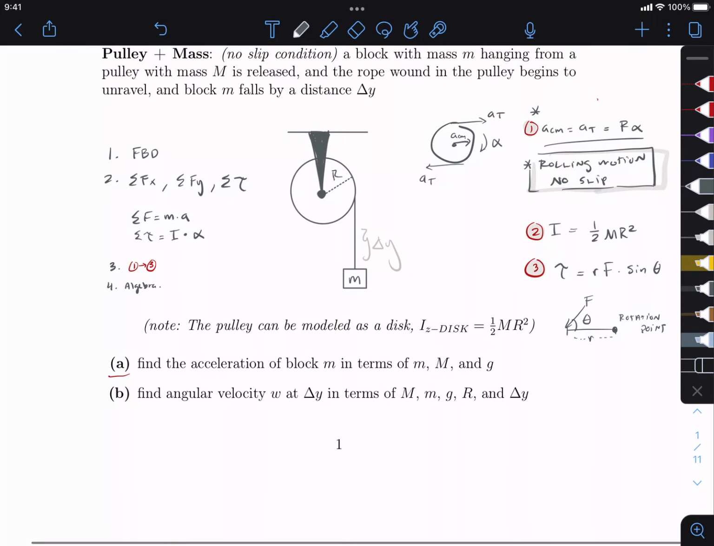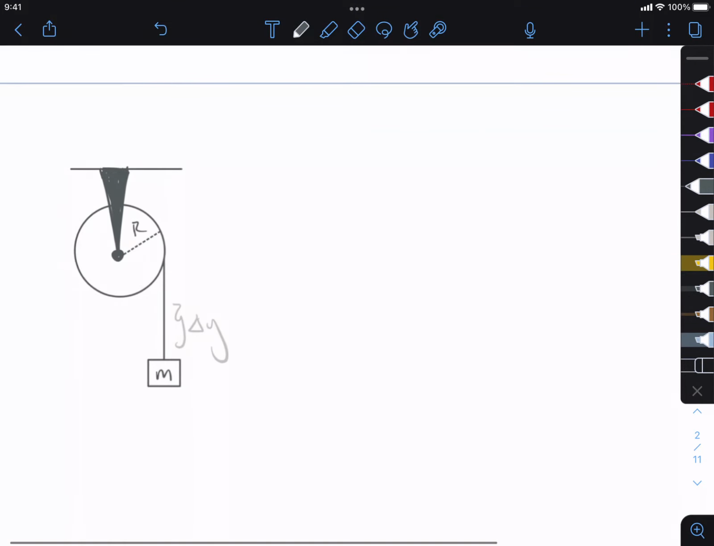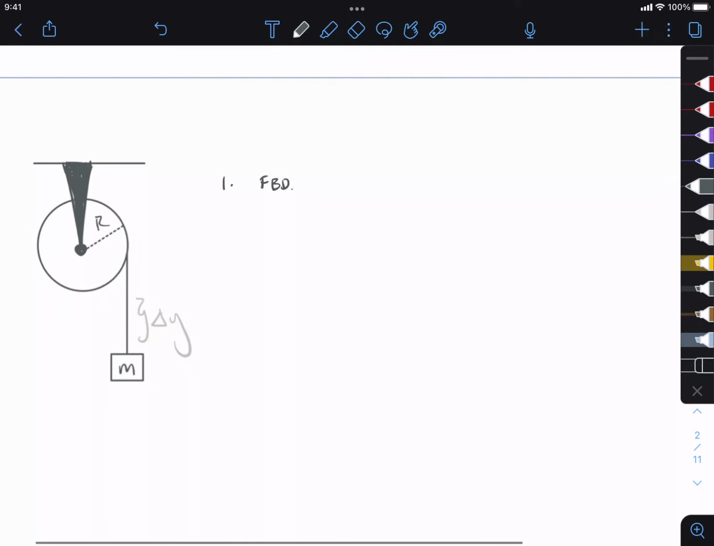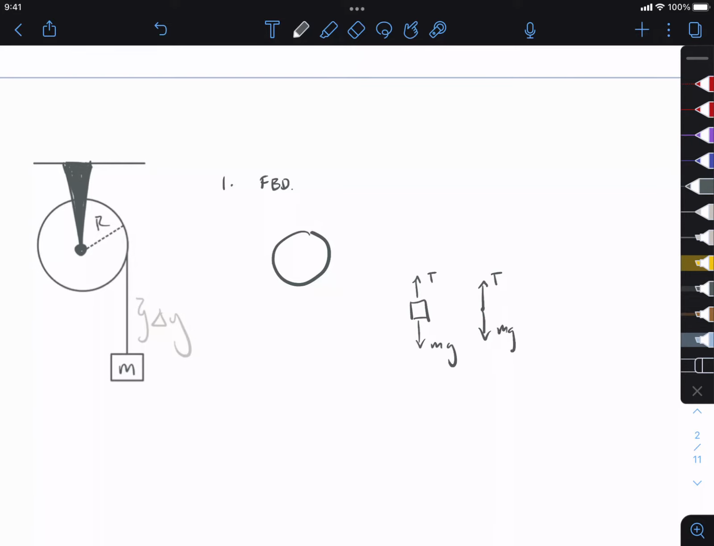So number 1, our free body diagram, FBD. Anytime we have a mass, we can break it up and do a separate free body diagram for each mass. In this case, we have a circle, and we have this little square here. Note that this square mass can actually be modeled as a point mass. I can just draw it as a point with T coming up and mg going down. Both of these are equivalent and both are acceptable.